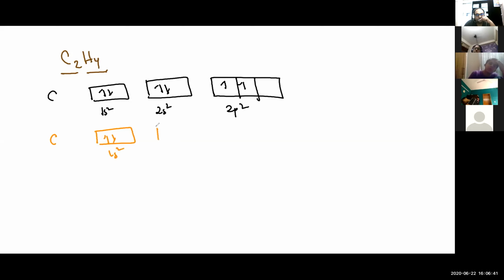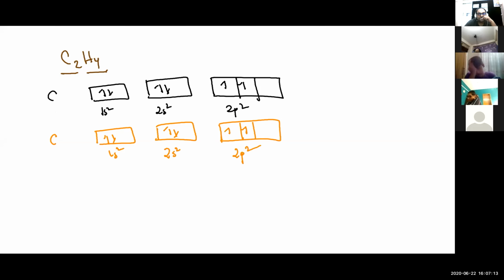1s2. Samir had a question, why are they upside down? They're not upside down, they're at opposite spins. The electrons always spin in different directions. One spins in the clockwise direction, one spins in the anti-clockwise direction. And then this is 2p2.